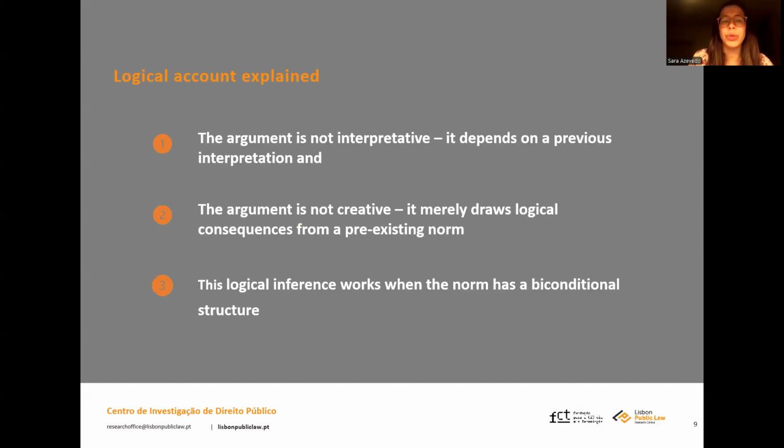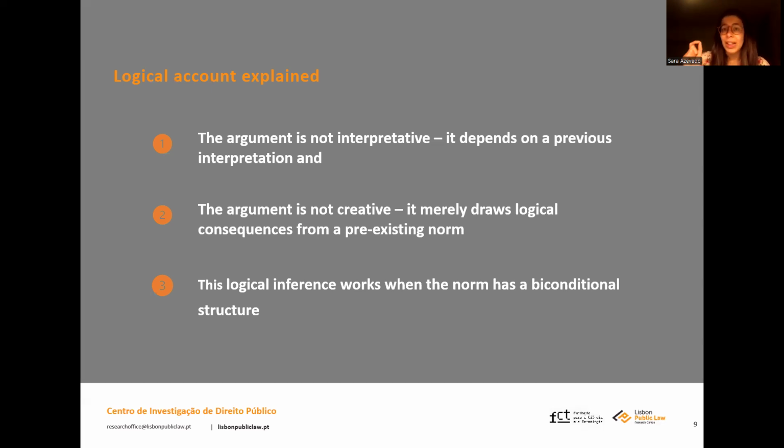Let's now turn to the logical account. So according to this account, the a contrario argument is not interpretative because it does not help us to find the meaning of the words used in a normative statement. Instead, it is an inference drawn after interpretation is complete. For the same reason, the argument is not creative. It does not create a norm. It simply draws logical consequences from a pre-existing norm.